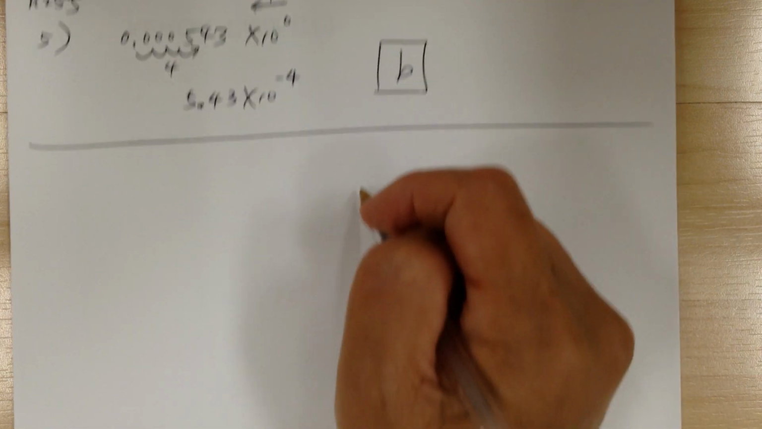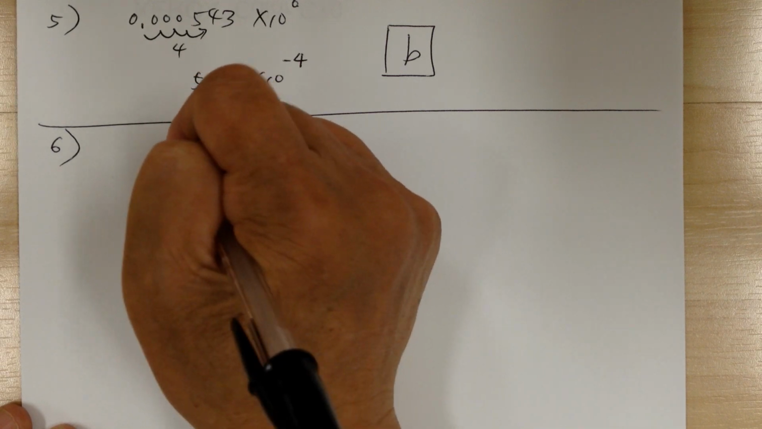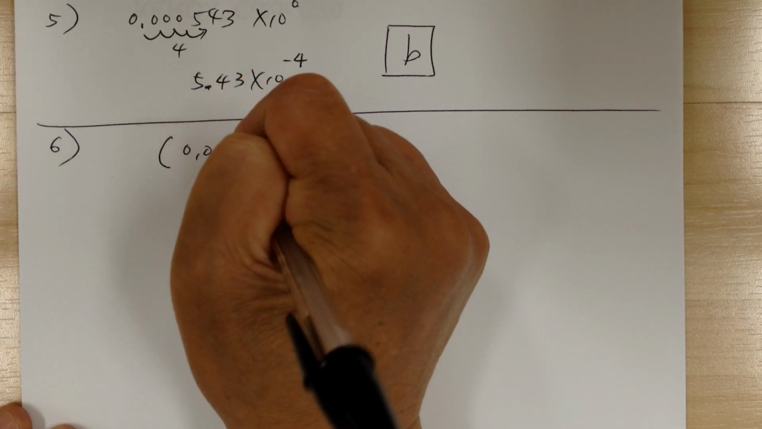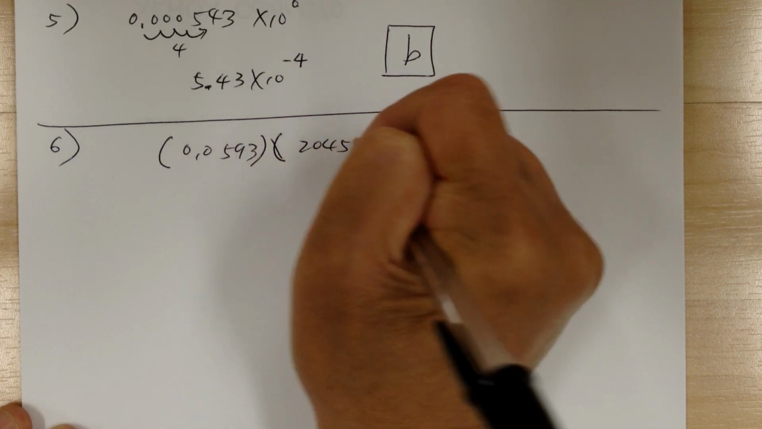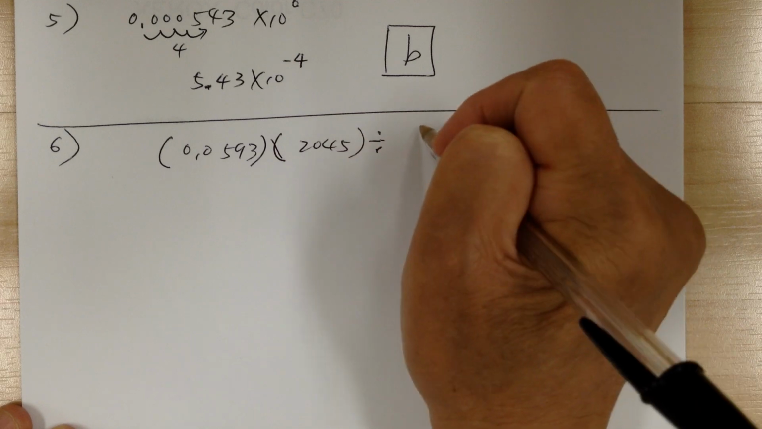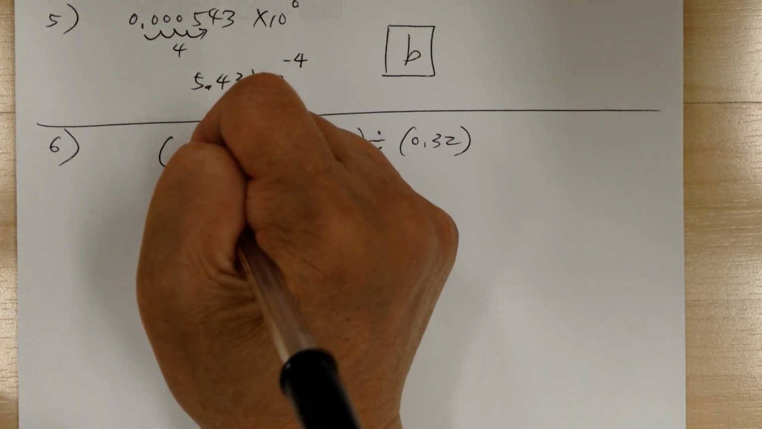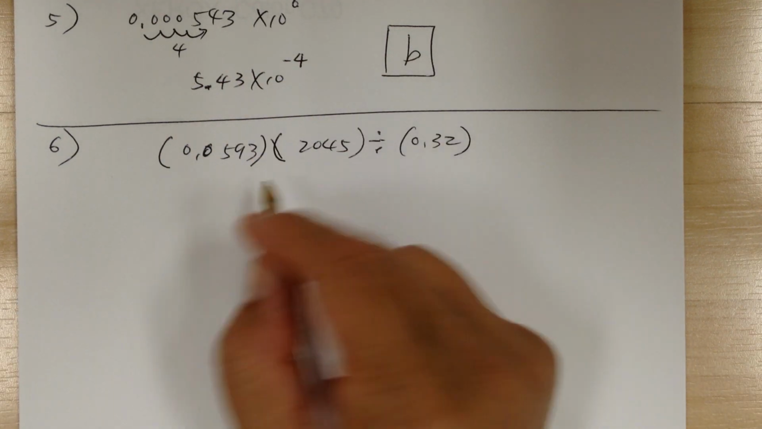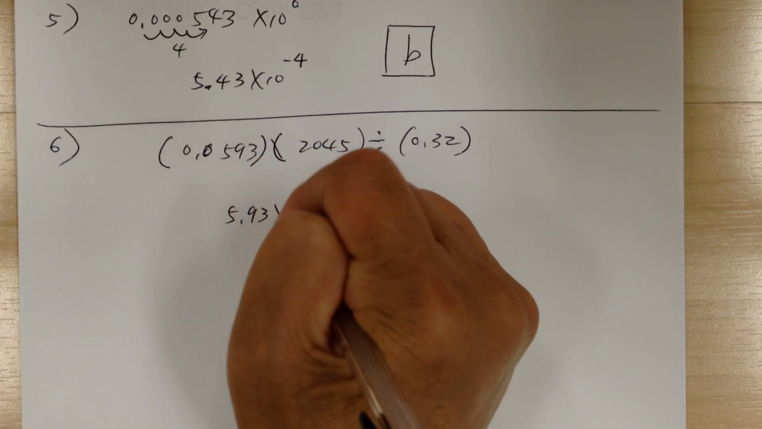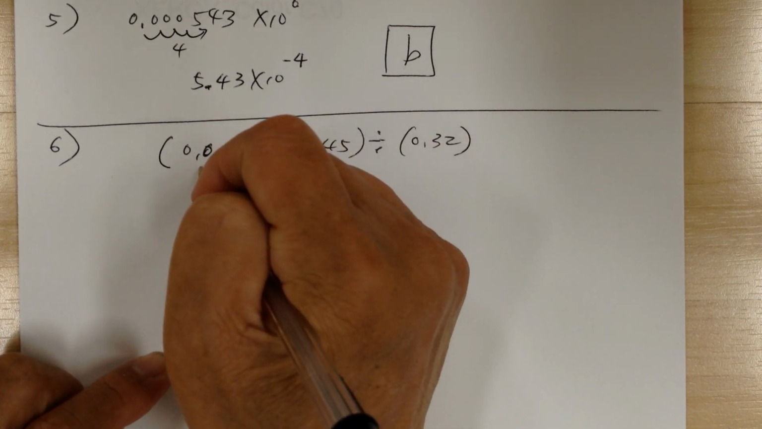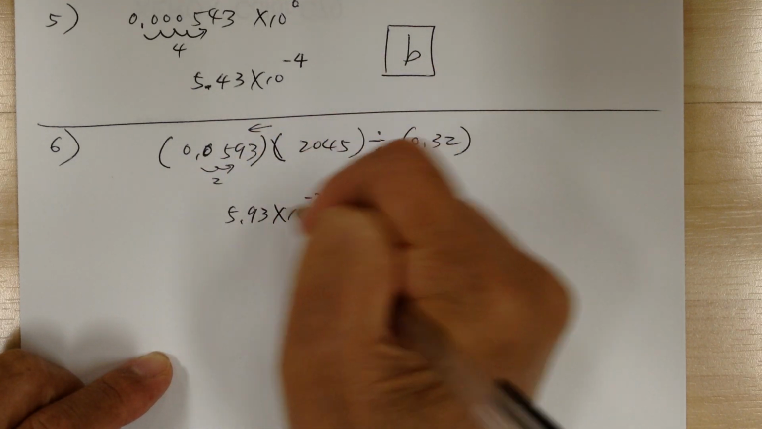Okay, number 6. You have 0.0593 times 2045 divided by 0.32. So first, let's go and convert everything into scientific notation. So this one would be 5.93 times 10 to the, so you move this over by 2, so it would be −2.